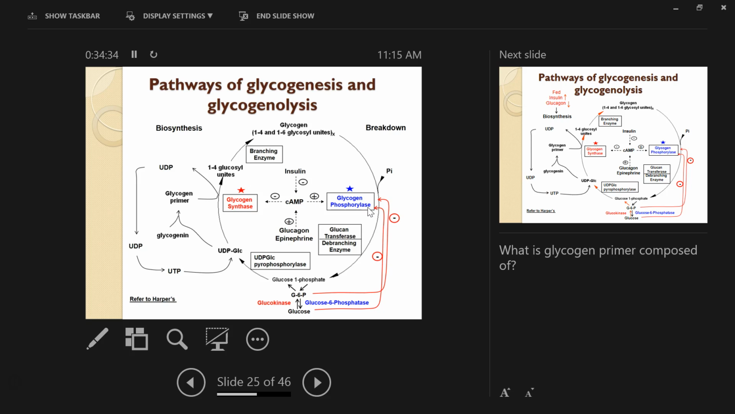And then breakdown. During fasting, we need to break down glycogen and release glucose. Glycogen phosphorylase is the key enzyme to break down glycogen. Two more enzymes are also involved in glycogen breakdown, the glucose transferase and the debranching enzyme, and they all work together to break down glycogen.